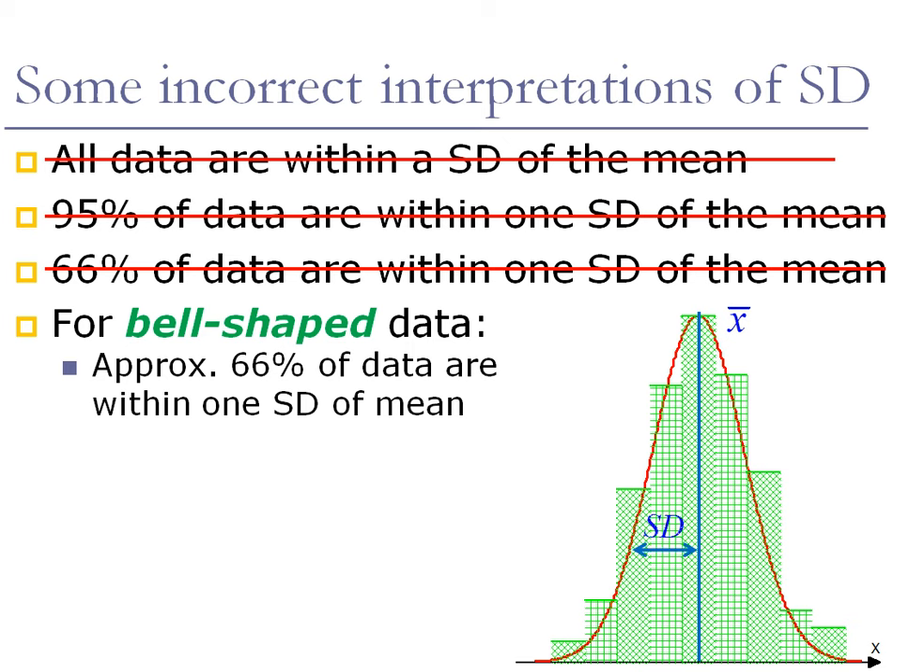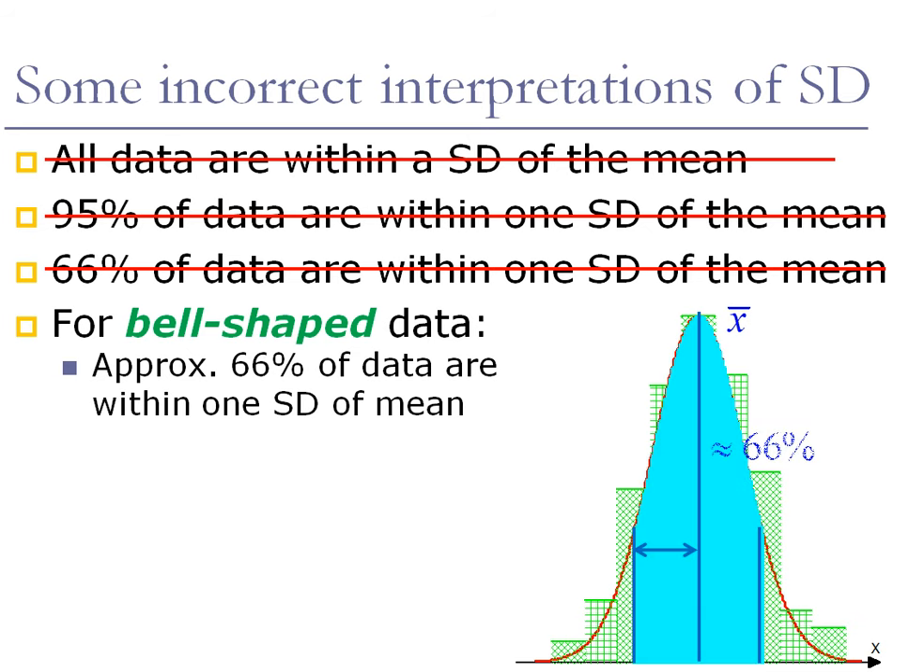What does that mean? Well, if the data are distributed on a bell shape, that means that the mean is actually right in the middle. It's at the peak of the distribution, at the highest bar. And if we measure one standard deviation away from that, on either side of the mean, all the data enclosed in that interval cover about 66% of the whole data set. But again, remember, even this one is an approximation.